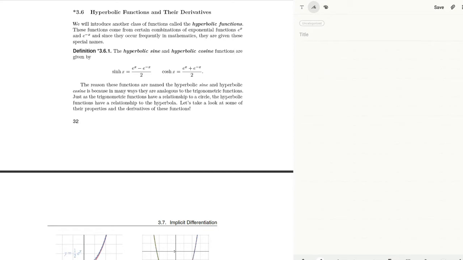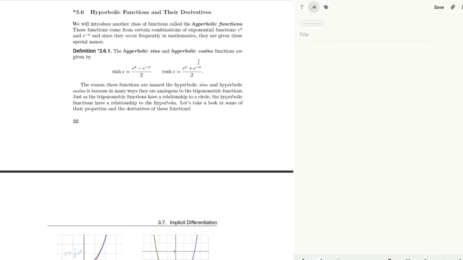We define the hyperbolic sine function to be e to the x minus e to the negative x all over 2, and the hyperbolic cosine is e to the x plus e to the negative x all over 2. And you may hear me call these functions sinh and cosh, which refer to hyperbolic sine and hyperbolic cosine.